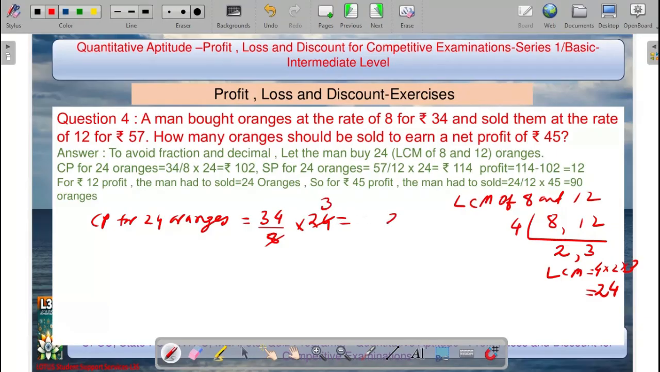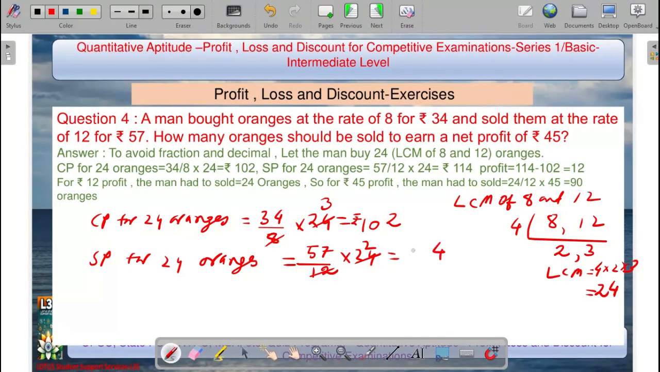So this will be rupees 102. Now the sell price for 25 oranges: it was sold for 57 rupees for 12, so rupees 114 is the sell price. Now here we can say SP is more than CP, so it will be a profit.